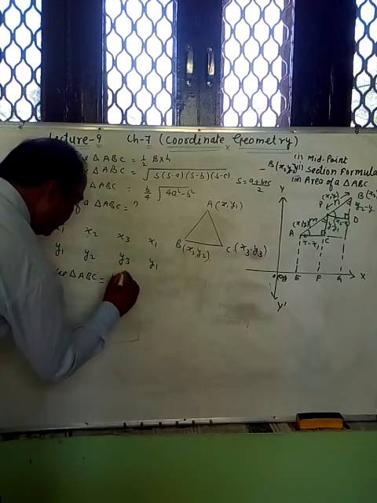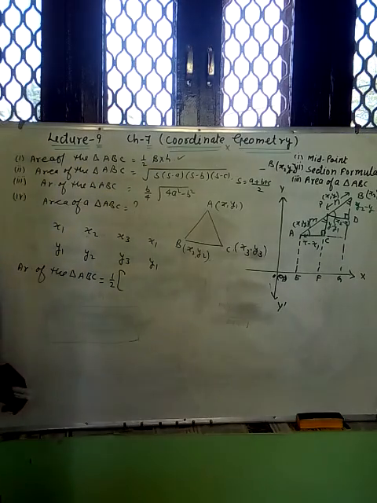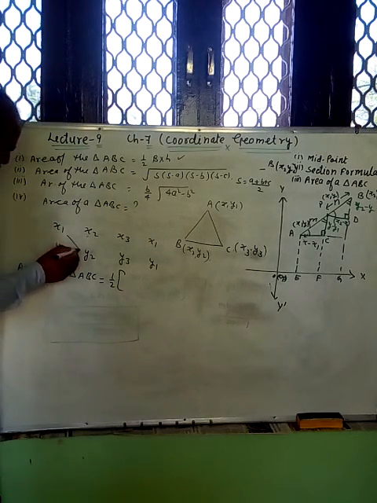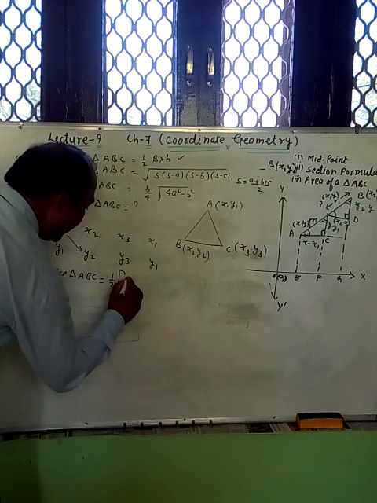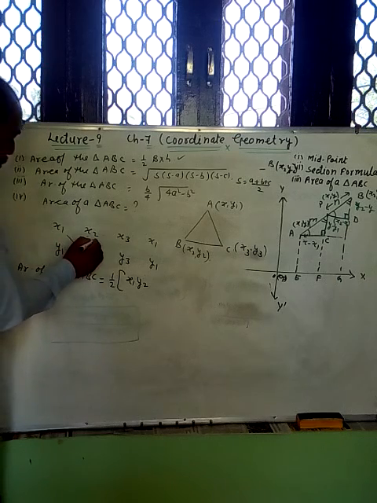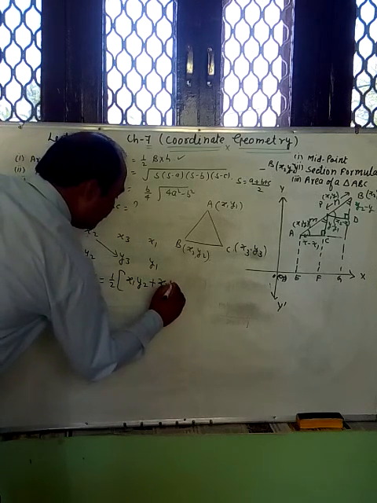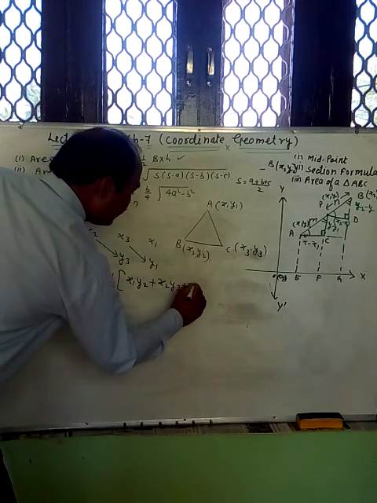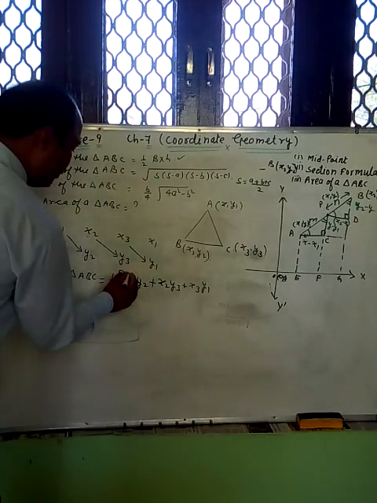So 1 upon 2, as we already discussed. Then the area: the coordinate x1 is multiplied this way, x1 y2, plus x2 y3, plus x3 y1. These are the products with positive sign.